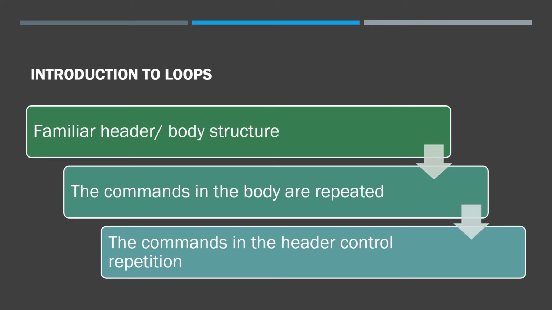Loops also have this familiar header body structure, and the body is indented. The commands in the body are repeated. This is also called iteration. The commands in the header control how many times the repetition occurs.